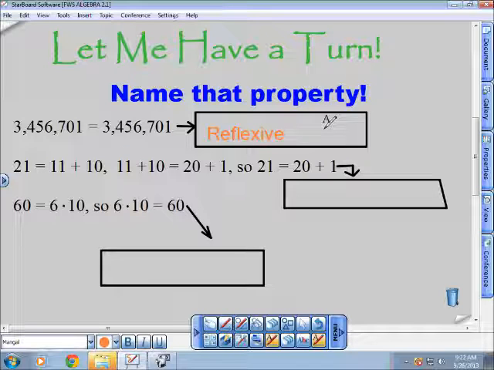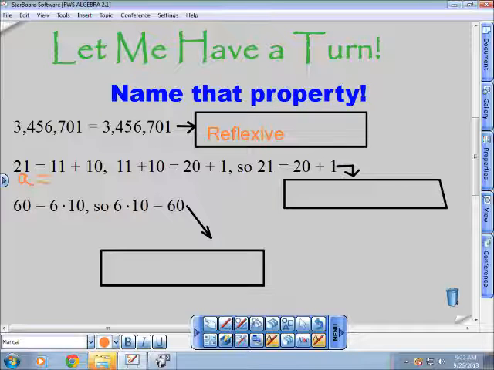All right, let's see. Who wants to do this one here? 21 is equal to 11 plus 10. 11 plus 10 is equal to 20 plus 1. So therefore, 21 must equal 20 plus 1. Alex? What's the name of the property? Which one of those properties we just went over is that? Transitive, right.